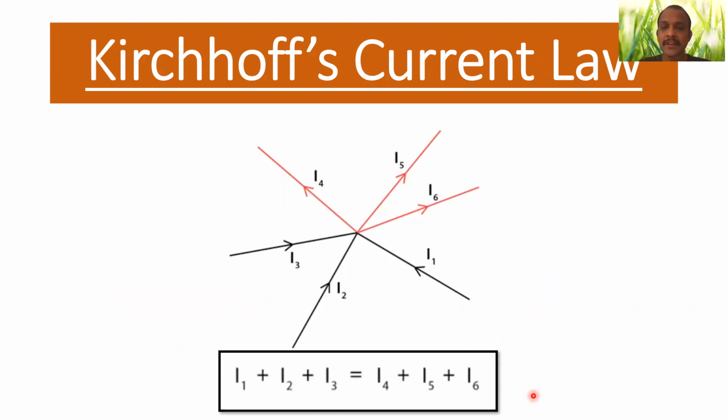Here is the Kirchhoff's law explanation. At this particular junction, you can see I1 is coming towards the node, I2 is also coming towards the node, I3 is coming towards the node, whereas I4 is moving away from the node, I5 is moving away from the node, and I6 is also moving away from the node. So incoming currents are equal to outgoing currents. I1, I2 and I3 are incoming currents, whereas I4, I5 and I6 are outgoing currents. As per Kirchhoff's current law, I1 plus I2 plus I3 is equal to I4 plus I5 plus I6.